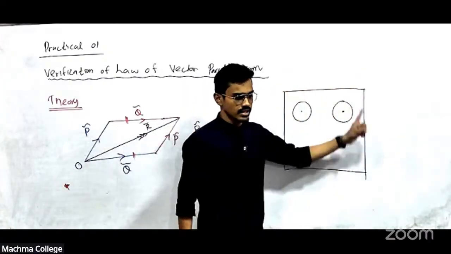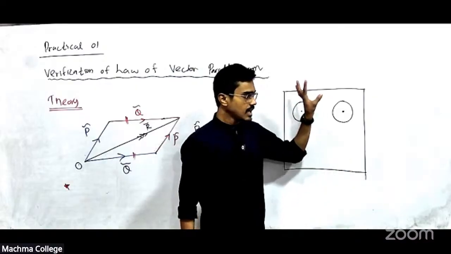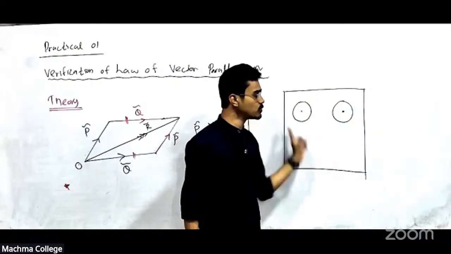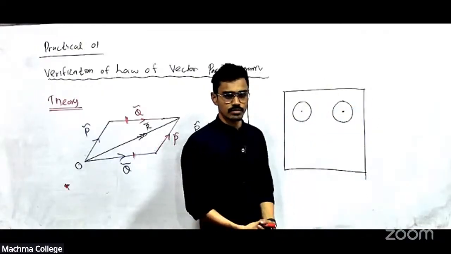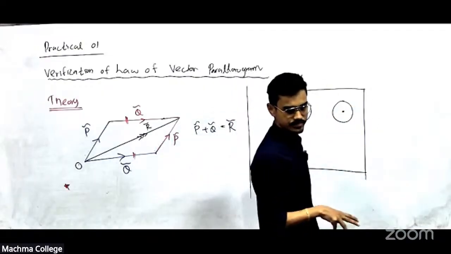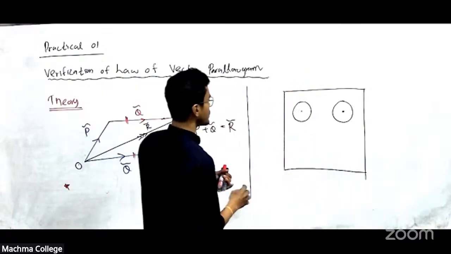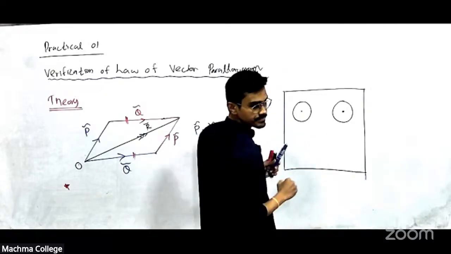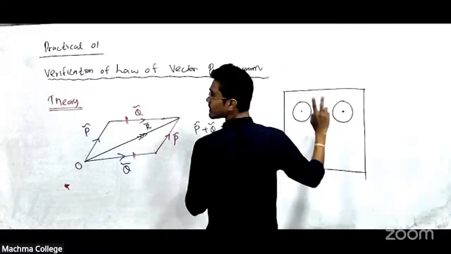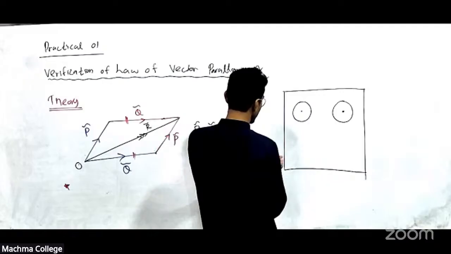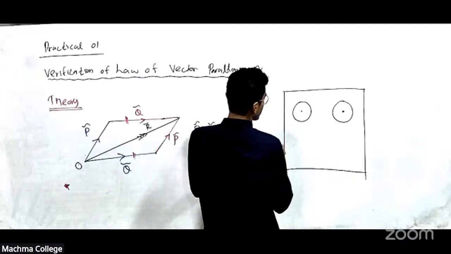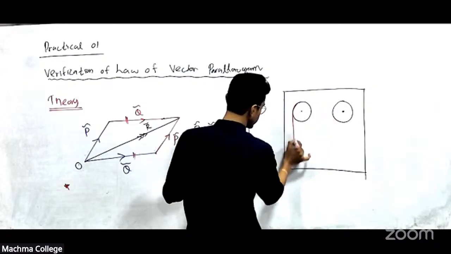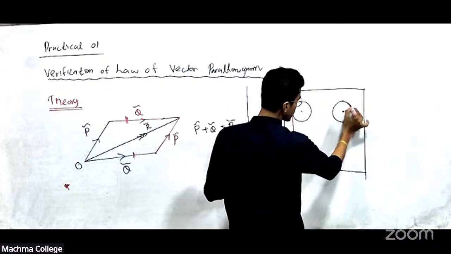These are already set up in any laboratories. Right? This is a wooden board. Onto that wooden board, two pulleys are fixed. Right? And what we need to do is we have to have two strings. Right? Listen. We have to have two strings, and I'm going to connect these strings like this.